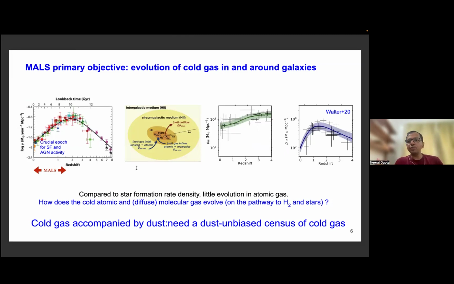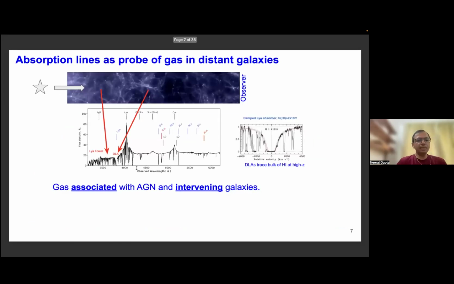So why would we want to do this in radio? Because cold gas is also associated with dust, and radio wavelengths, being longer compared to say optical or ultraviolet, are naturally unbiased against dust. So the radio window is naturally the most effective place to carry out such an exploration. And how do we do this using absorption lines? So this is illustrated here.